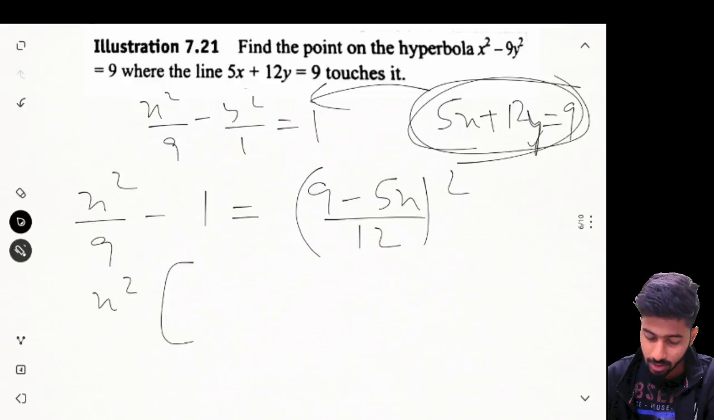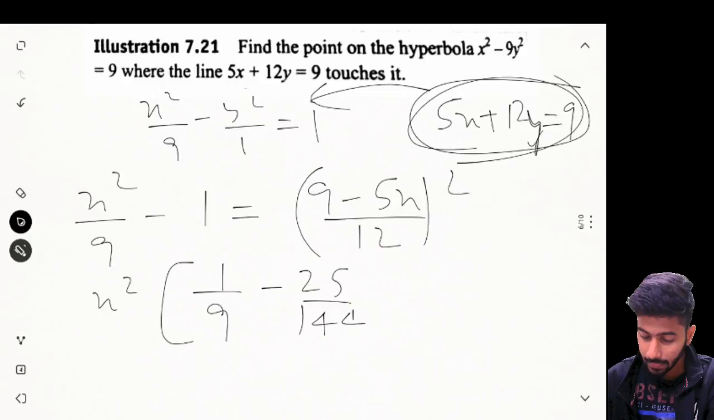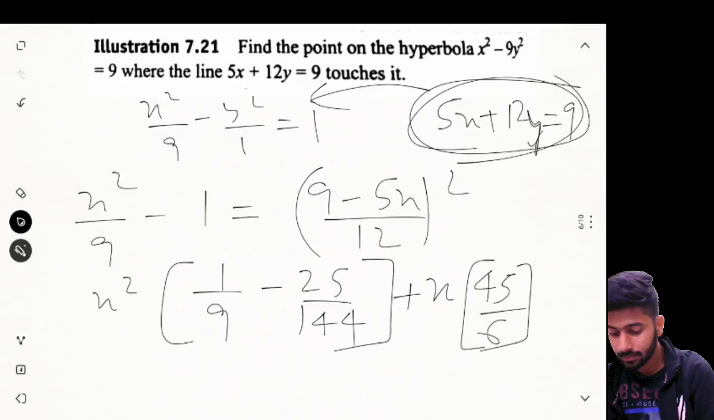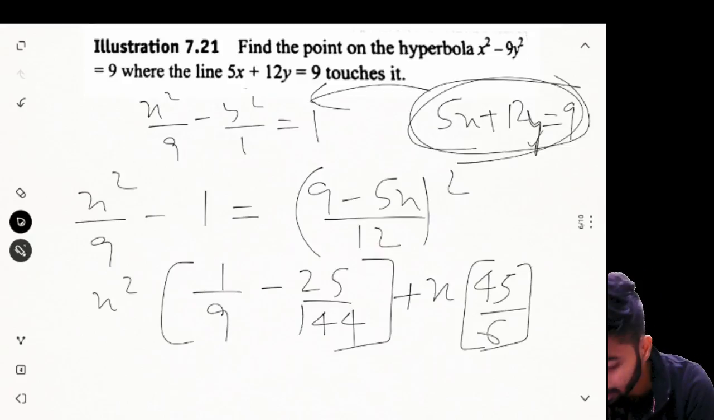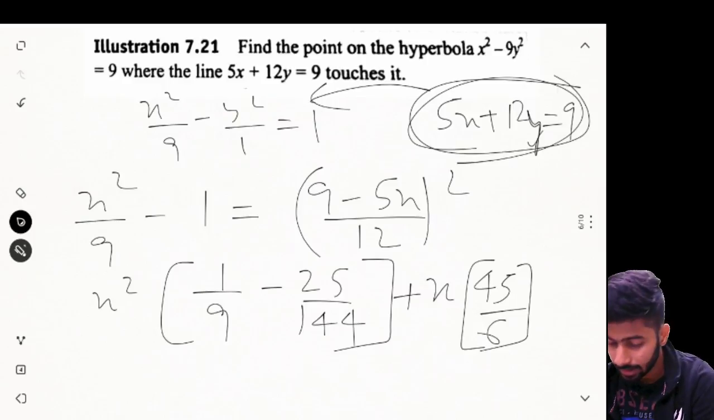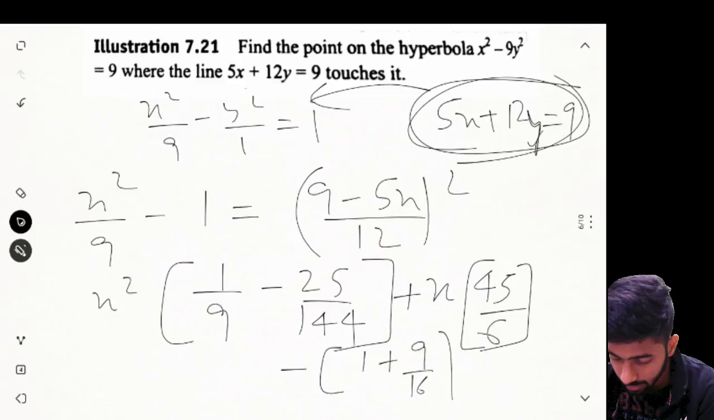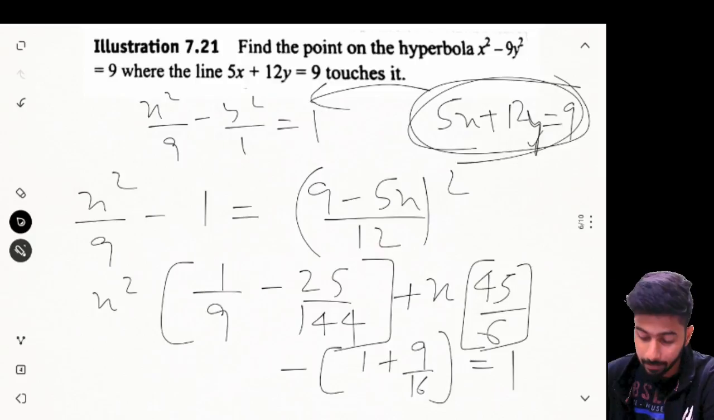Collecting the coefficients of x square into 1 by 9 minus 25 by 144, plus x times 45 by 6 into x. So I'm just simplifying it, just mathematics from here. So 45 by 6 is what you have, it will become plus 45 by 6, and then what you have is minus of 1 plus 3 by 4 whole square, which is 9 by 16. So it's just mathematics. Once again I'm repeating, it's nothing complicated.